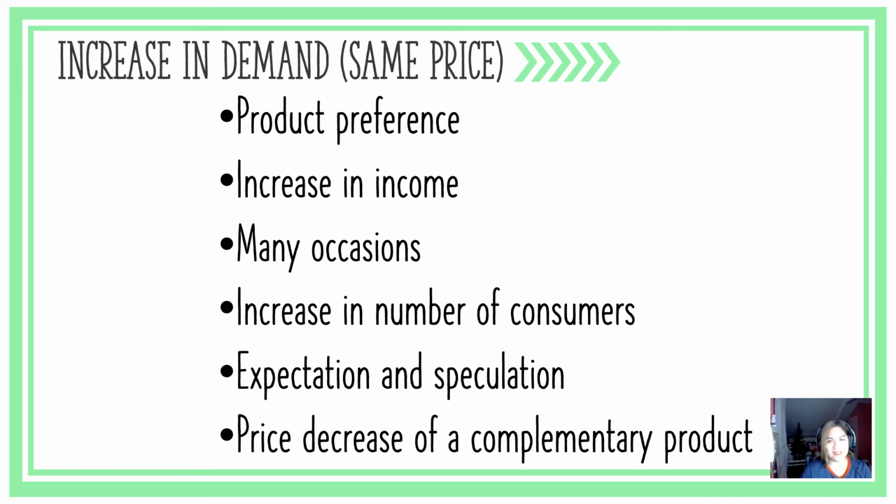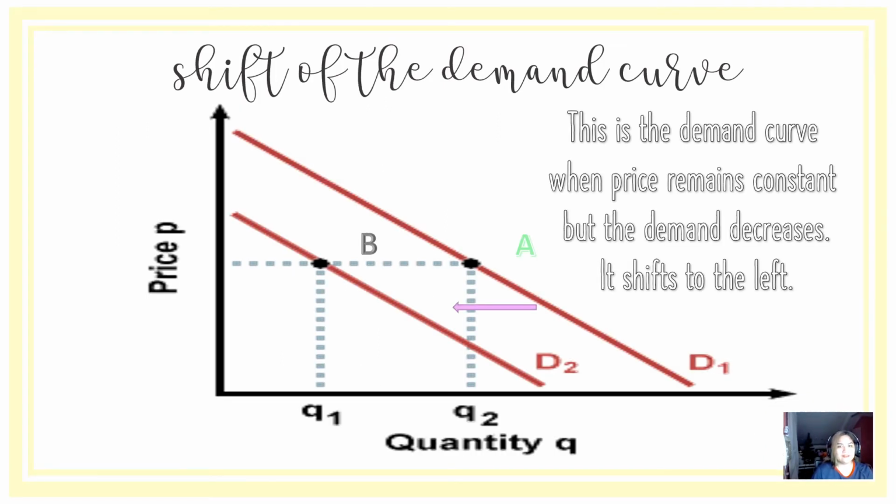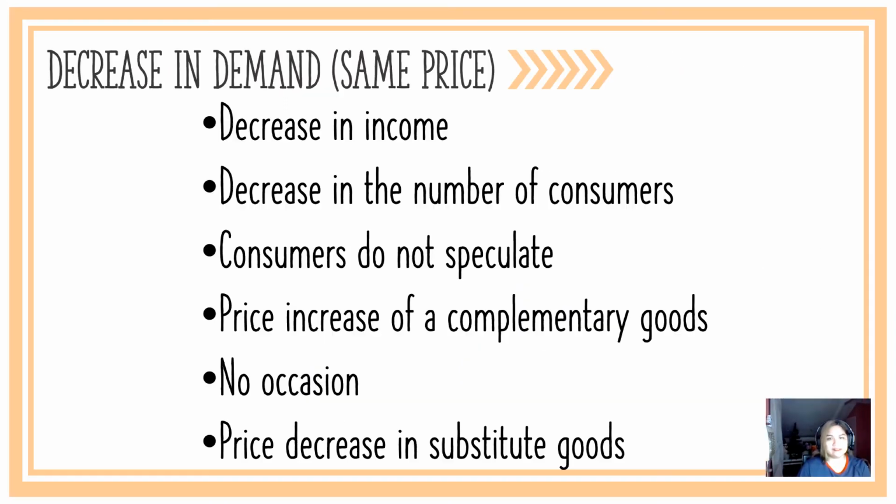Now, what will happen to the demand curve if there would be a decrease in demand? Let's see. If there would be a decrease in the demand with the same price, the demand curve would shift to the left. So here, this is demand curve 1. It would move to the left if there is a decrease in the demand, brought about by several factors, such as decrease in income, decrease in the number of consumers.